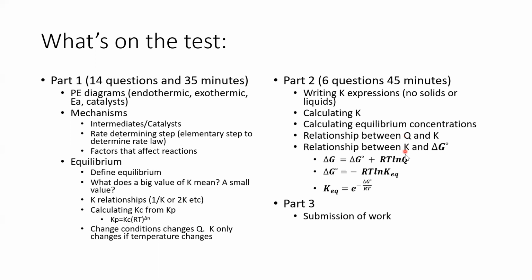And then the relationship between K, which is your equilibrium constant, and delta G, which is your free energy value. And there were a couple of different equations. They're all related to each other, but a couple of different equations based on whether you're looking at systems that are at equilibrium. Once you're done with part 2, which is the longer problems that you need to work out, then part 3 is where you would submit your work. Okay, same kinds of format as what we've seen on the other tests.